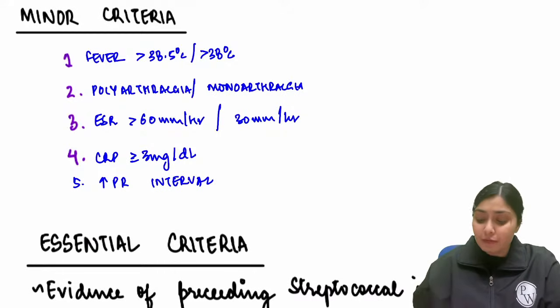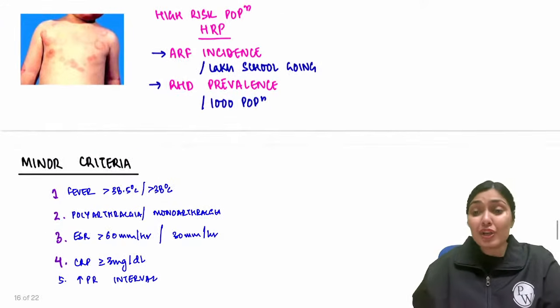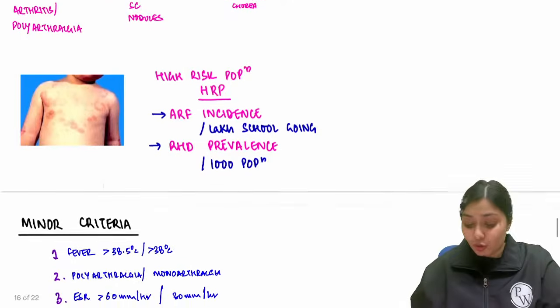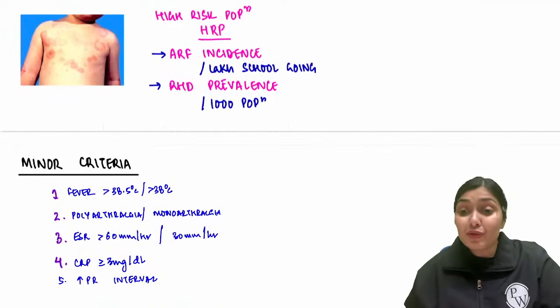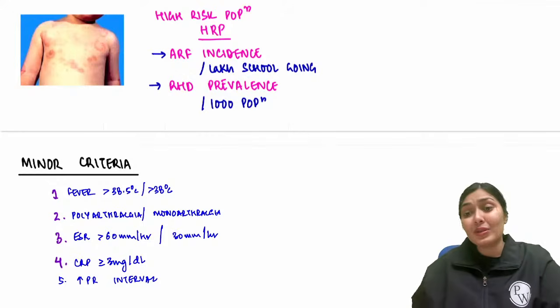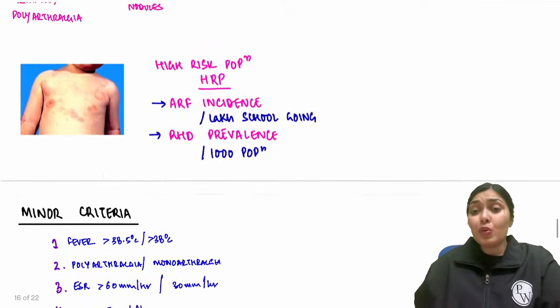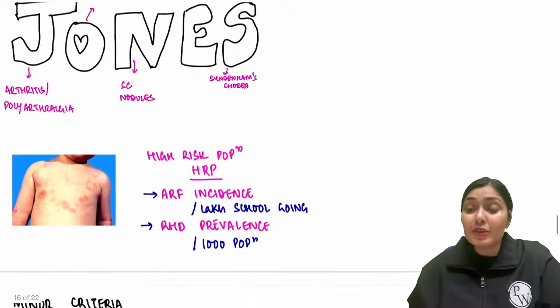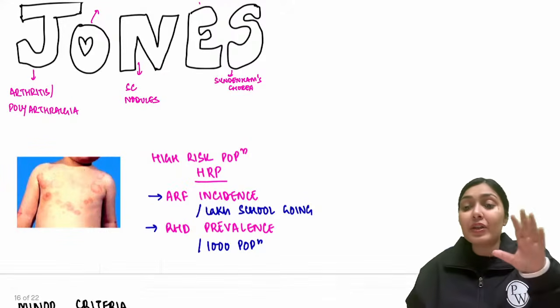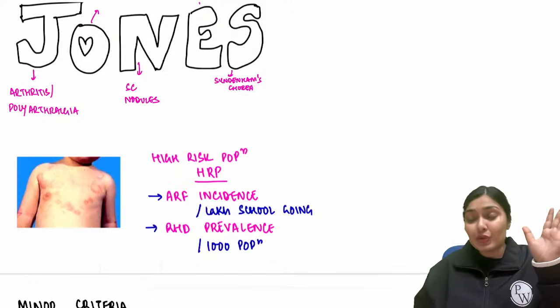Now you must be confused that polyarthralgia was in major also, it's in minor also. And what are these two values of fever? More than 38.5, more than 38. What are these two values of ESR? More than 60, more than 30. So these criteria are based upon the incidence and prevalence of this condition.